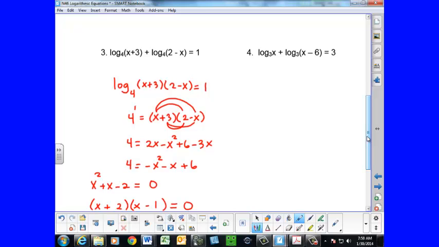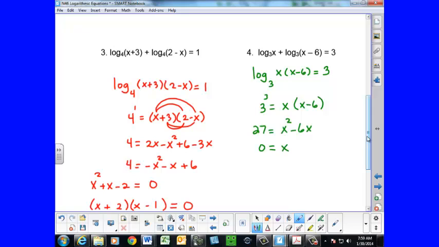Okay, in the last example, we're going to continue using law of logs. Log base 3 of x times x minus 6. They had a common base of 3. And then the property of logs, we're going to take 3 to the third power equals x times x minus 6. That's 27 equals x squared minus 6x. And solve it as a quadratic equation, so set it equal to 0, and then we're going to factor it.